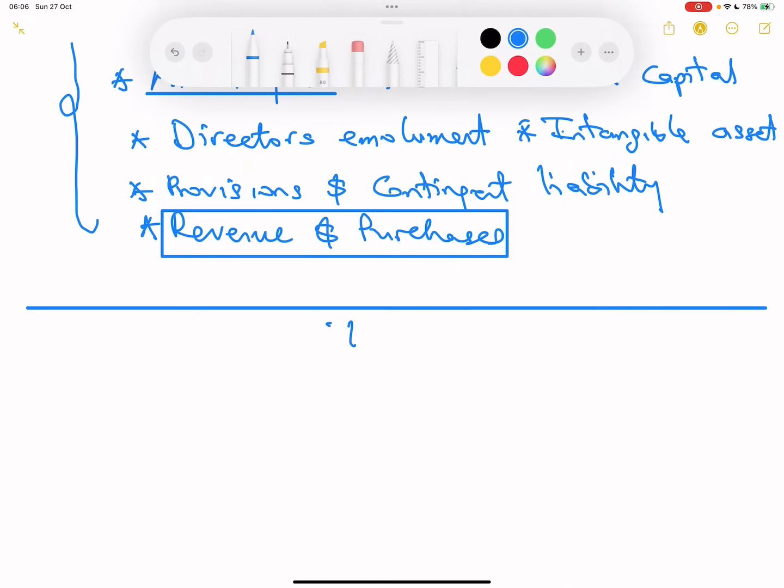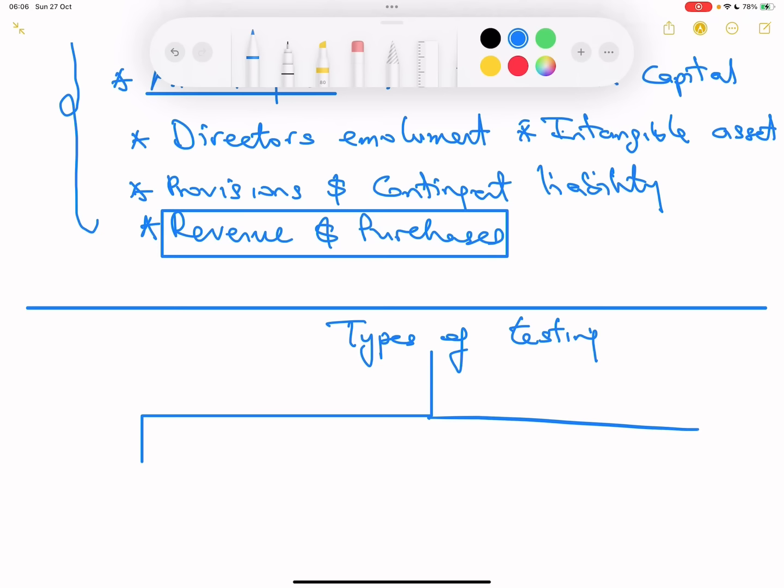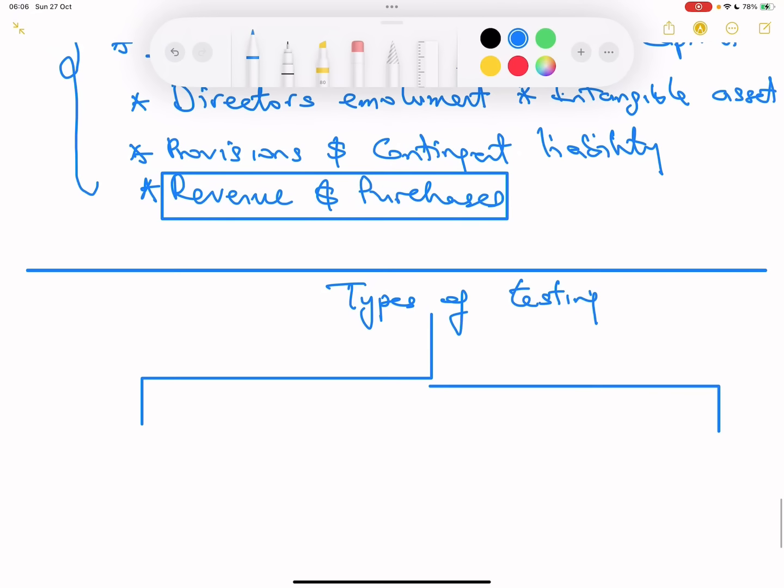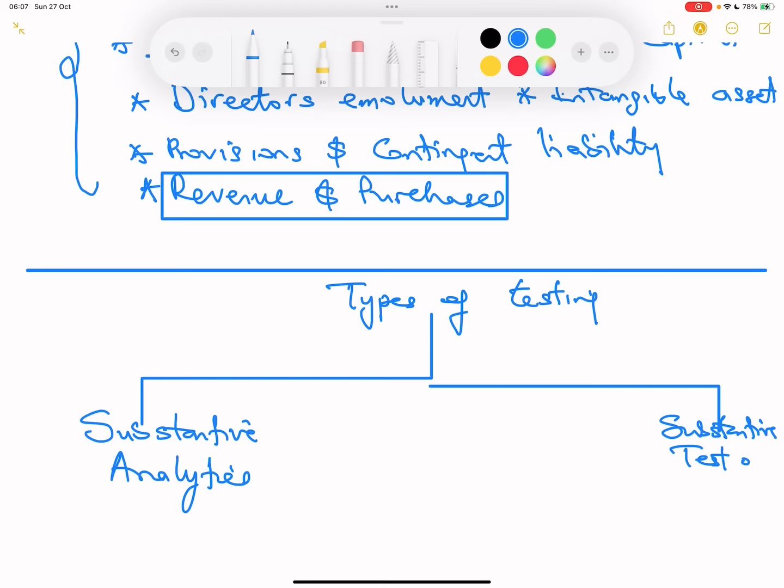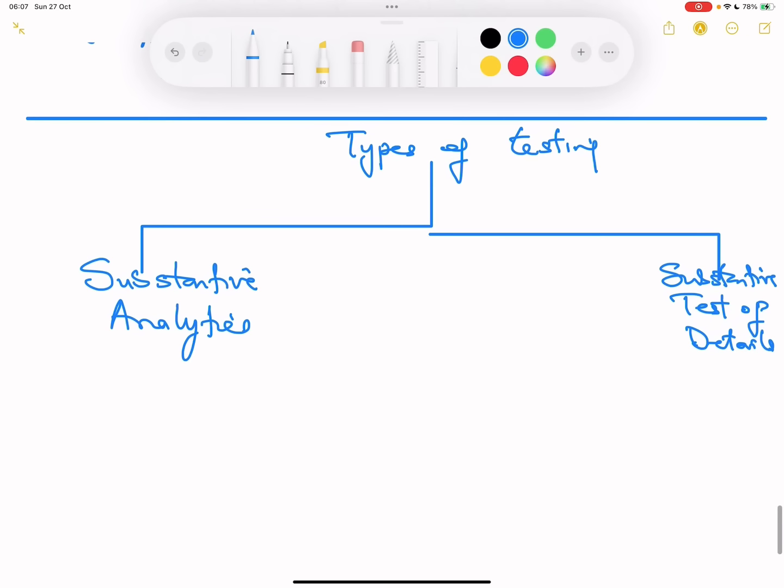Now, there are two types of testing, a broad group. You can have what we call the analytics, which is substantive analytic testing, or you can have substantive test of details. And what determines when to use substantive analytics or test of details testing?